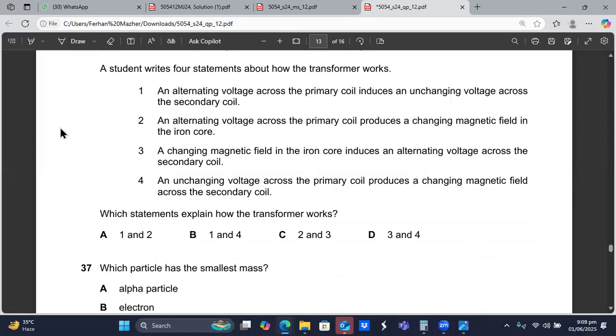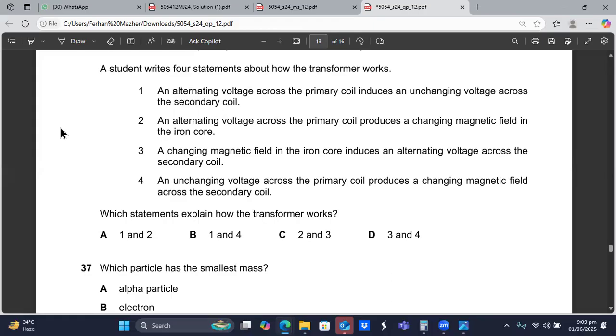A student writes 4 statements about how the transformer works. An alternating voltage across the primary coil induces an unchanging voltage across the secondary coil. No, you provide alternating current in the primary coil, and alternating current is induced in the secondary coil. An alternating voltage across the primary coil produces a changing magnetic field in the iron core. Yeah, a changing magnetic field in the iron core induces an alternating voltage across the secondary coil. That is true. An unchanging voltage across the primary coil is provided with the alternating.